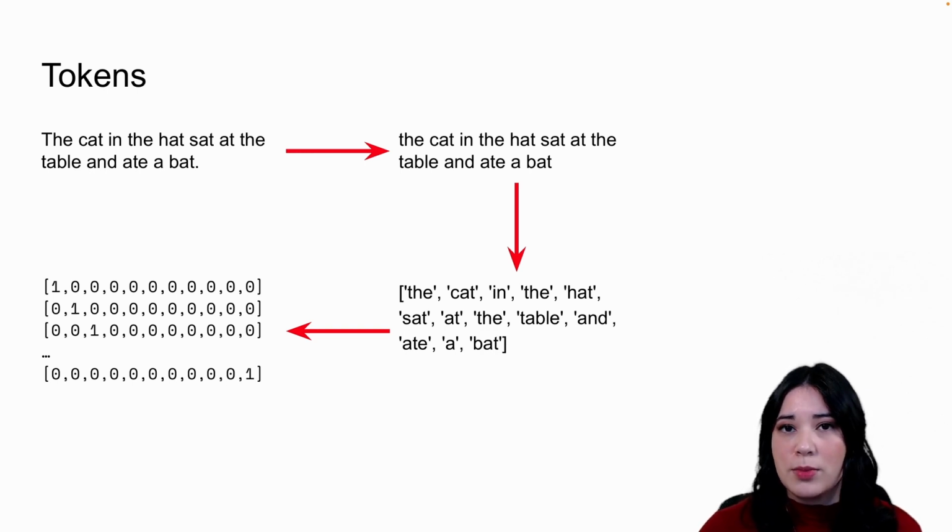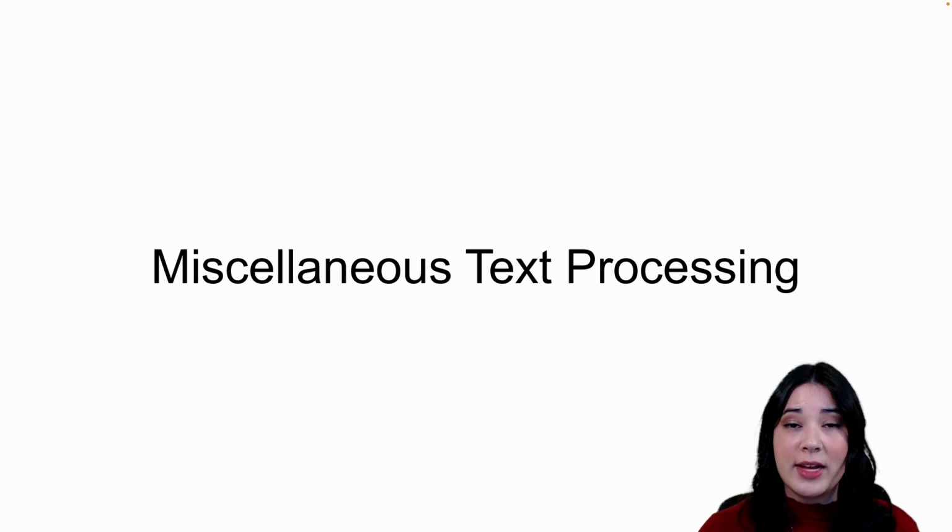But of course, computers and neural networks need numbers, not text, as input. We then take these tokens and convert them into one-hot encoded vectors of zeros and ones. And while that's the general process, I wanted to talk about a few miscellaneous text processing topics that will come in handy as you're processing your own text data.